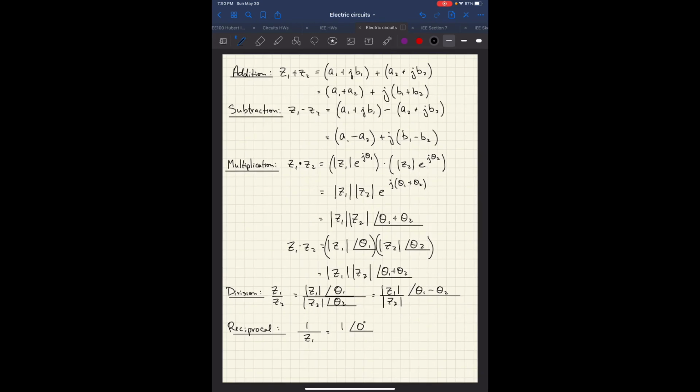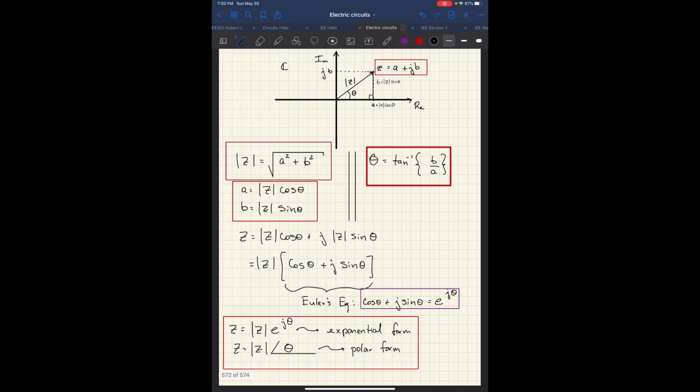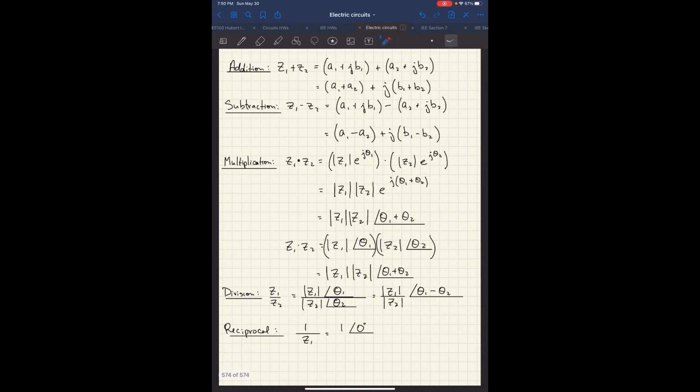Which makes sense, right? If theta is 0, that means the vector is lying completely on the real axis, which means it's a real number. So I can write this as 1 angle 0 divided by Z1 angle theta 1. In other words, the magnitude is going to be 1 over Z1, and the phase angle is going to be negative theta 1.